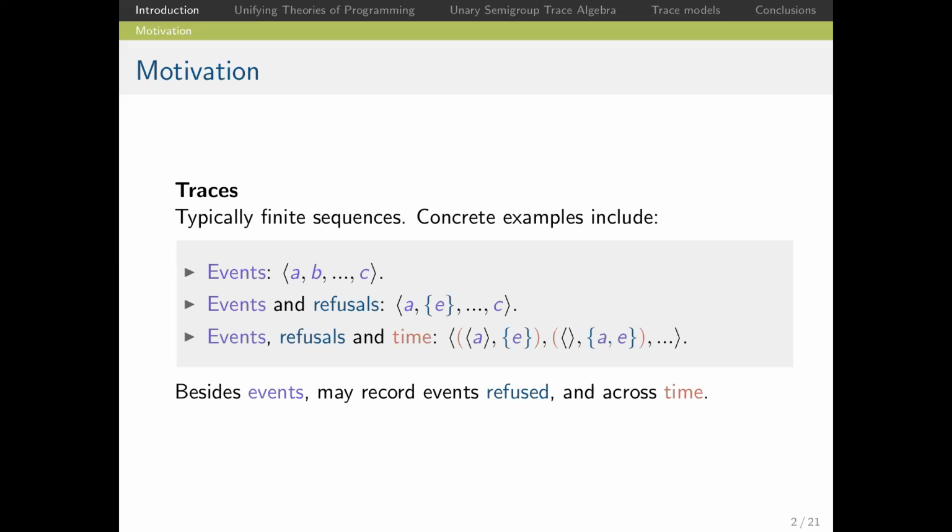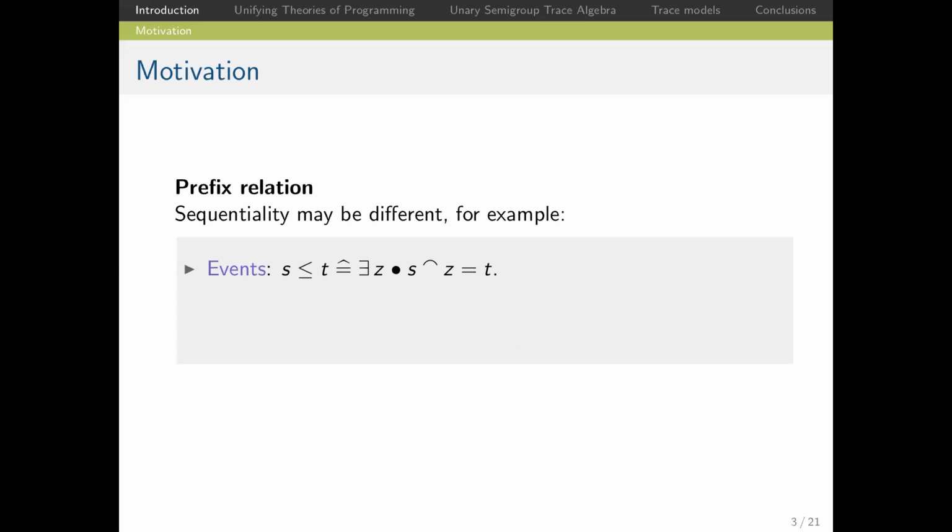And richer structures are possible, namely when taking into account aspects such as time. So here's a different sequence where you have pairs, and each pair records information about a different time slot. In the first time slot, the event A has taken place, which is the first component of the pair, and the event E is being refused, which is the second component of the pair. And then during the second time slot, nothing happens, but A and E are both being refused.